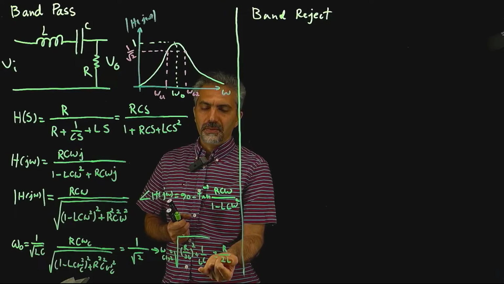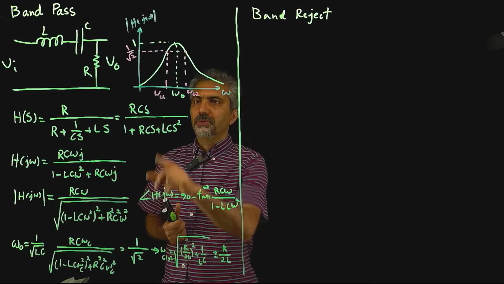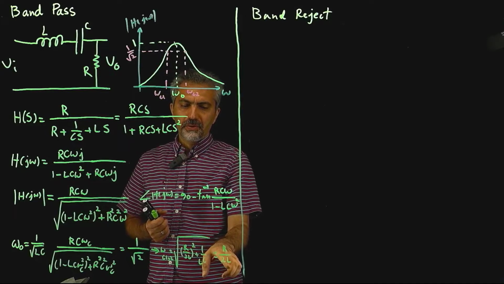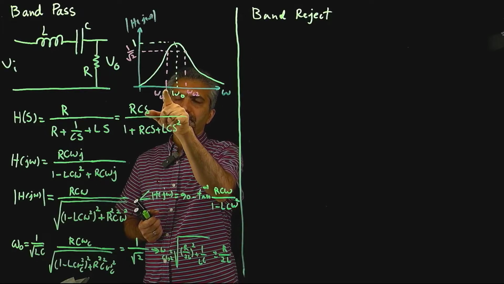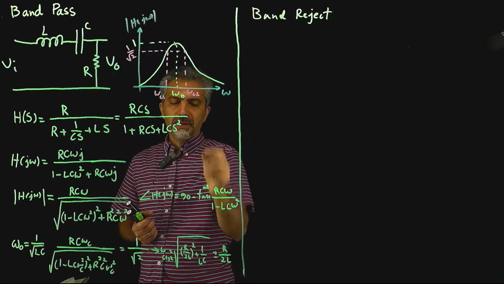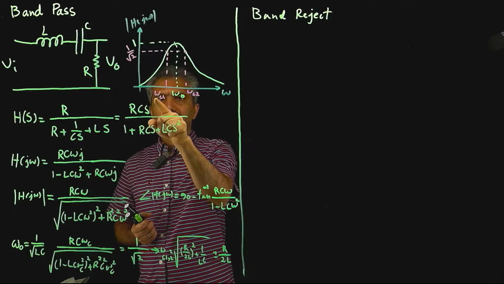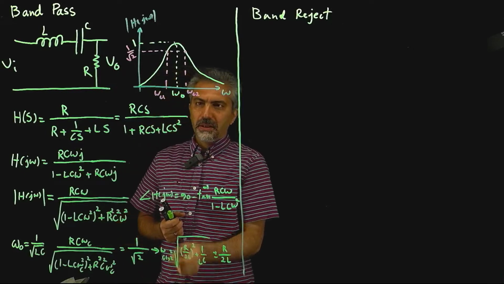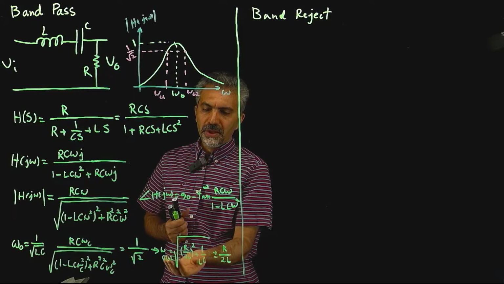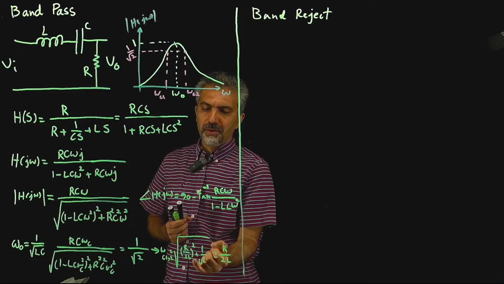Now, if you notice, there's something here. The lower frequency is the one with this term minus R over 2L, and the other one is that one. So one of them is higher than the other one. We call them ωC1 and ωC2. There is something here that you can notice.